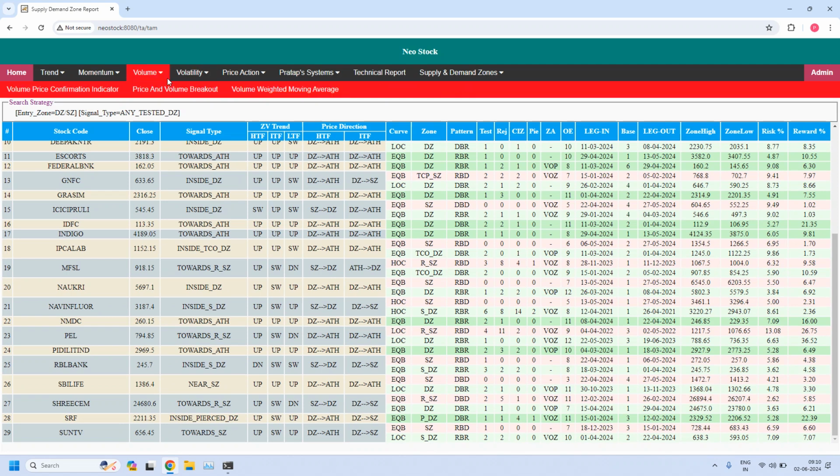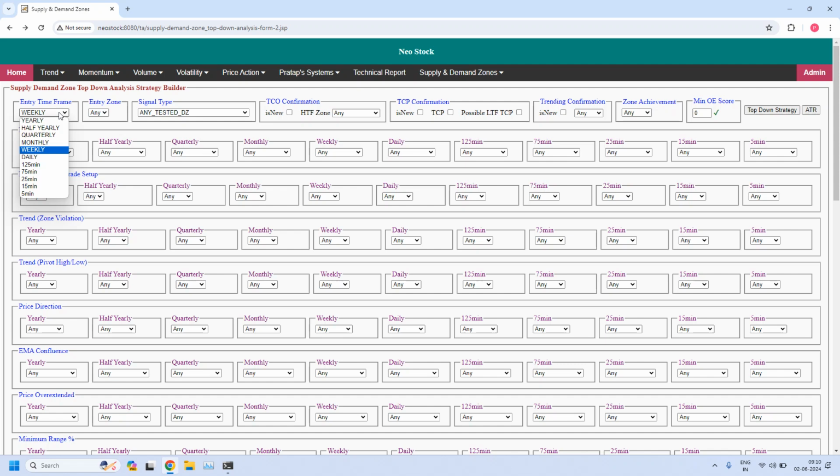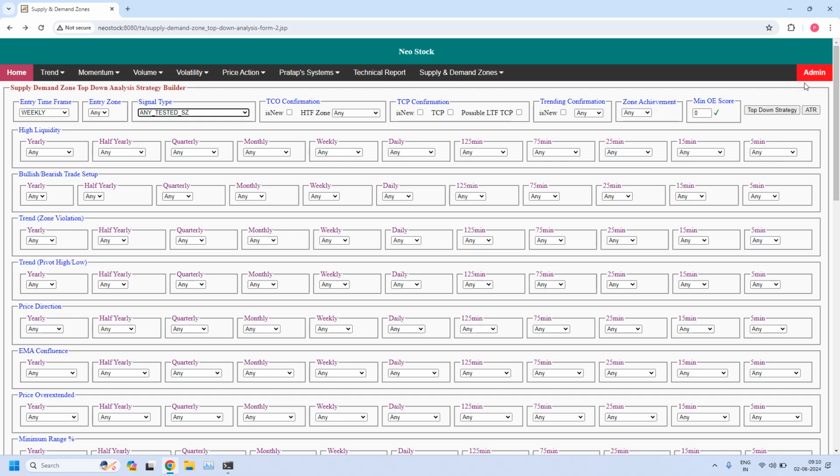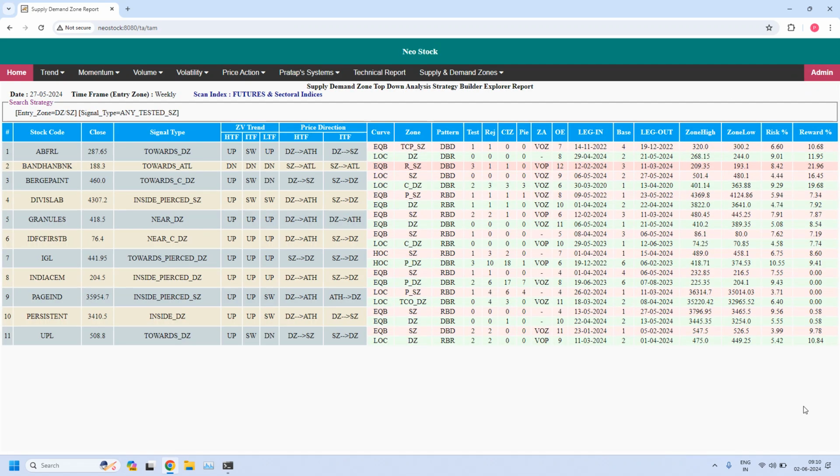Okay, let me go back. For weekly time frame, let us find the stocks having tested weekly supply zones. So these 11 supply zones are tested during this week. Bandhan Bank is having an all-time low supply zone which is tested.